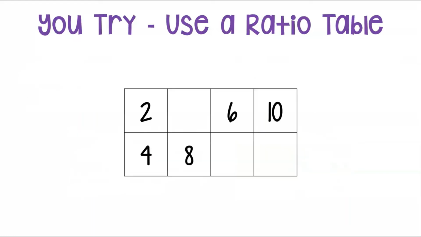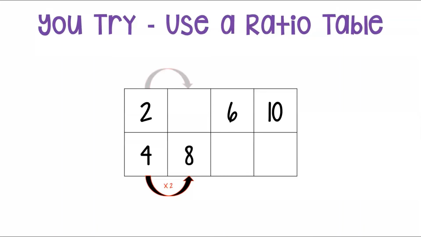Now you try using a ratio table. Remember, you can always pause the video so that you can do the problems and come back and see how they were done if you need some help and to check your answers. But let's take a look at the relationships that we know here. We need to fill in the missing pieces of our ratio table. We know that 4 times 2 got me the 8. That's the relationship I know.